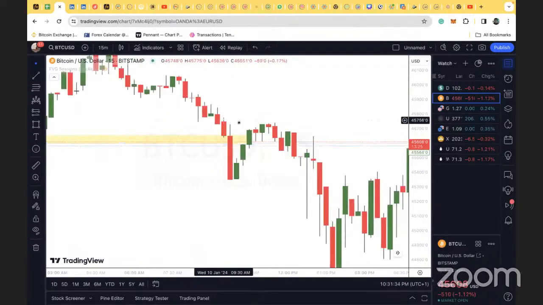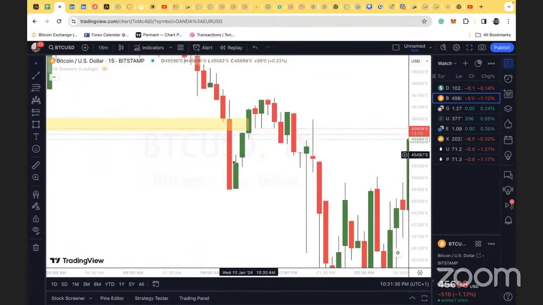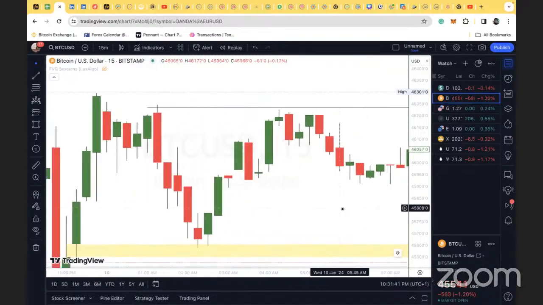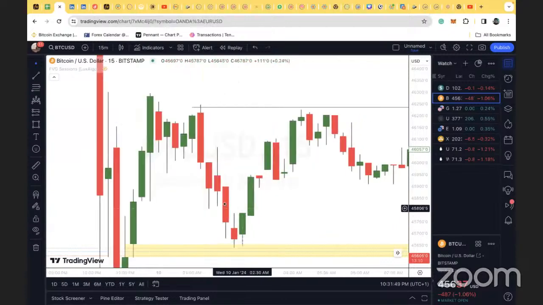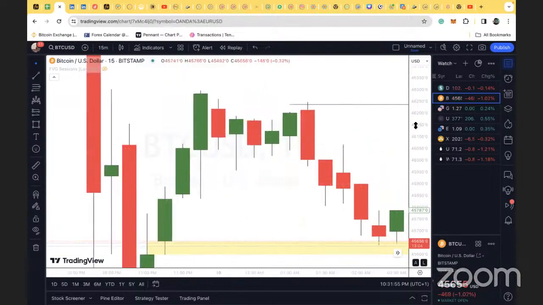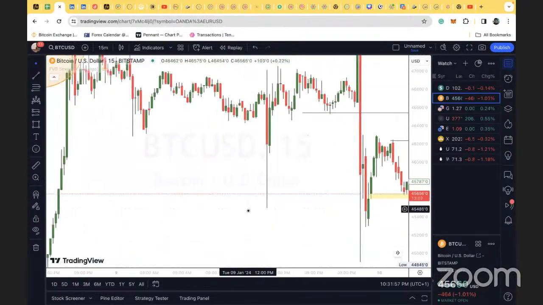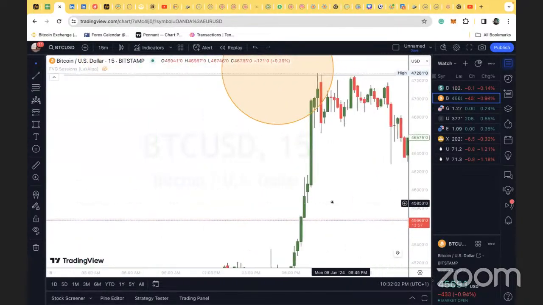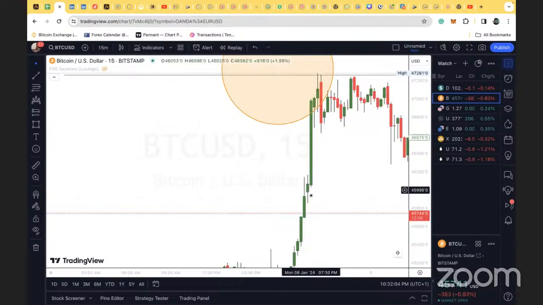Then I see also a gap. You see the gap? Even though the gap was violated here. But let me look, this is another volume imbalance. See another one. Bitcoin is very crazy. See volume imbalance again.